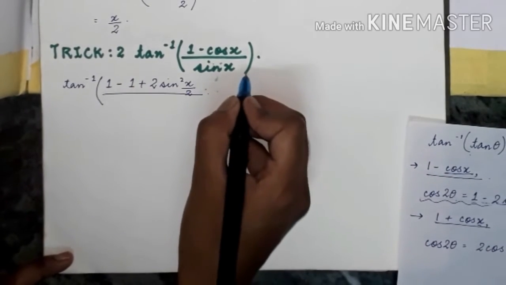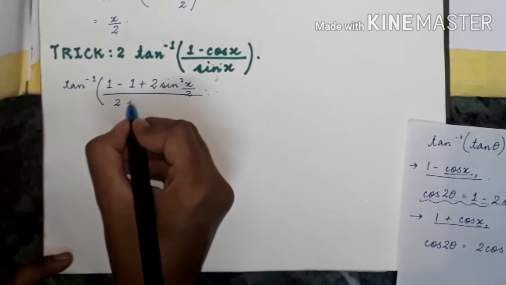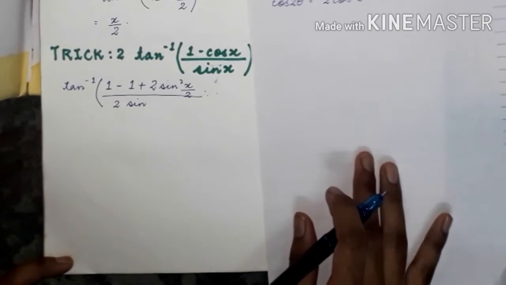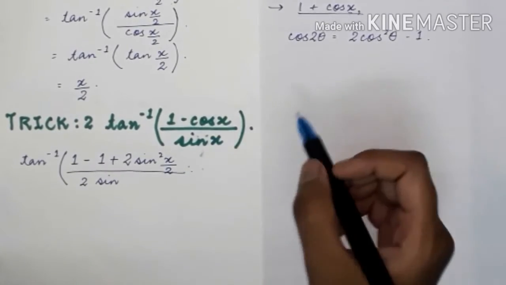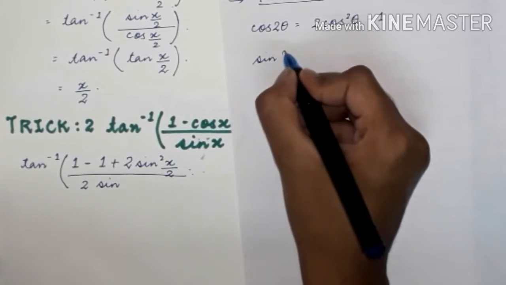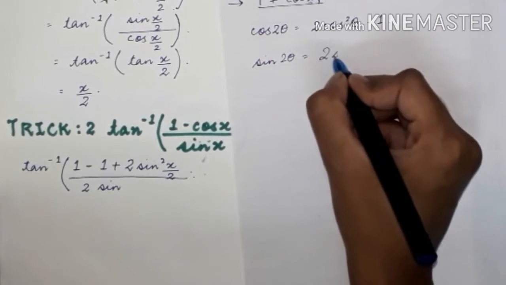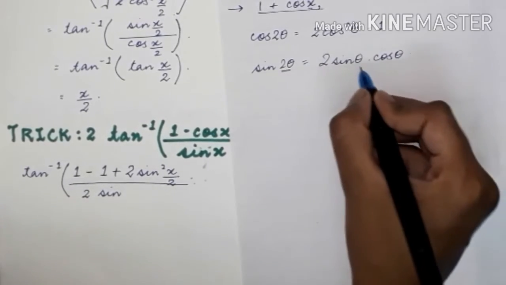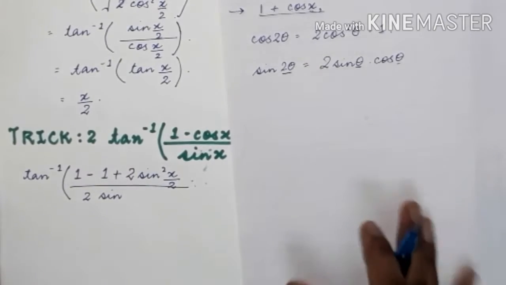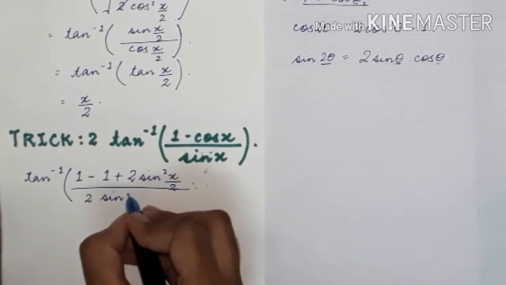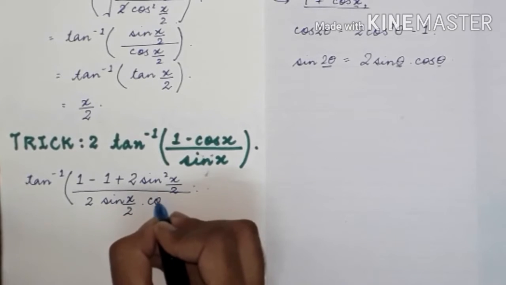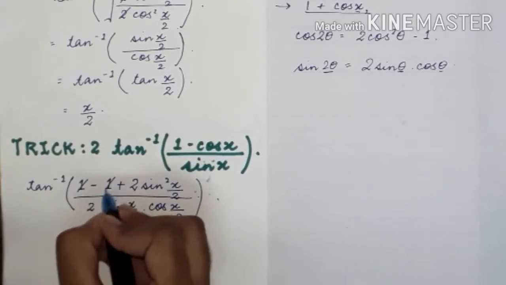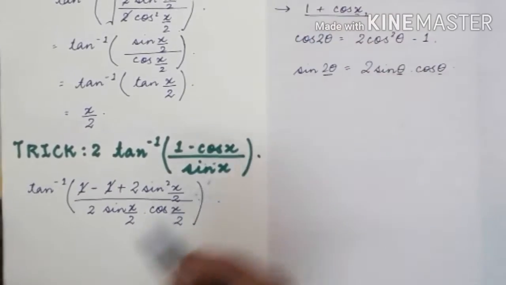Now in place of sin x, you can write, here also you have to use the formula of sin 2 theta. You know sin 2 theta is equal to 2 sin theta cos theta. Here you have 2 theta and here theta, just the half of this. So sin x is 2 sin x by 2 cos x by 2. It's really very simple. Just keep in mind these two tricks.